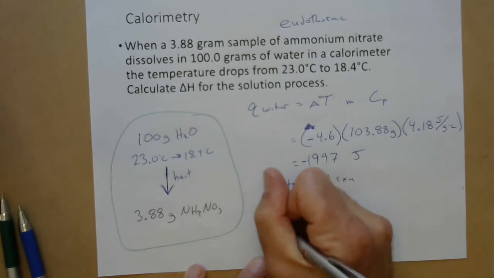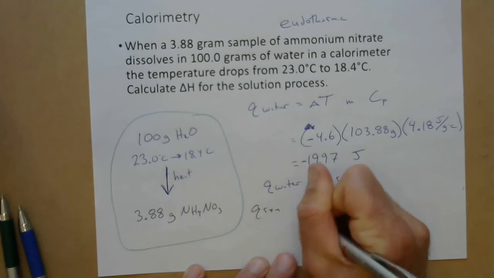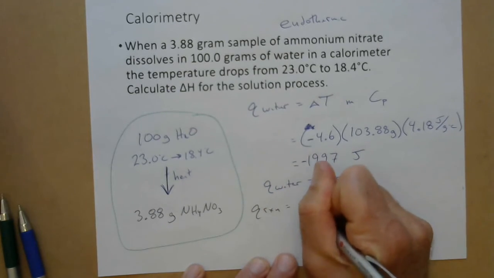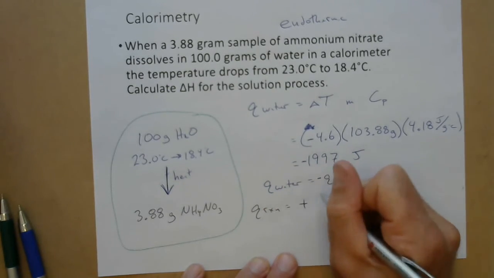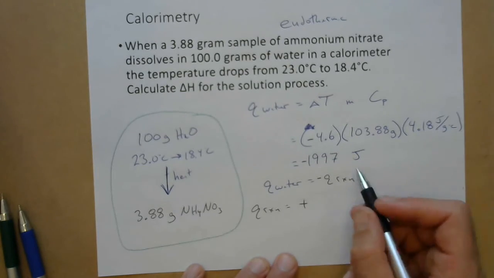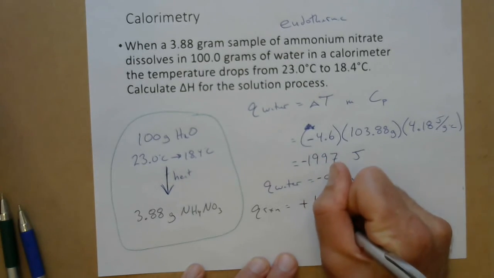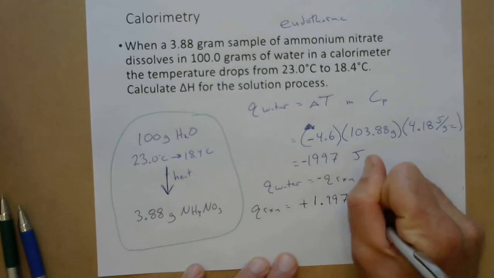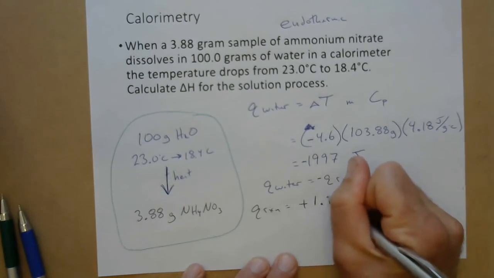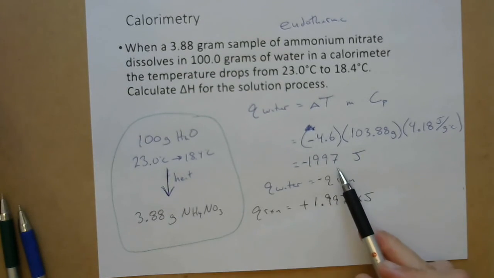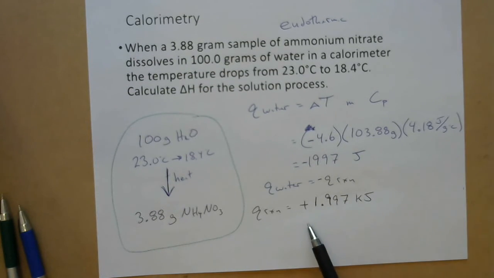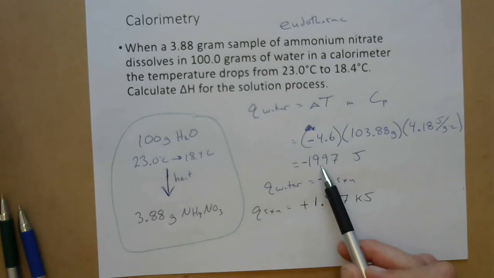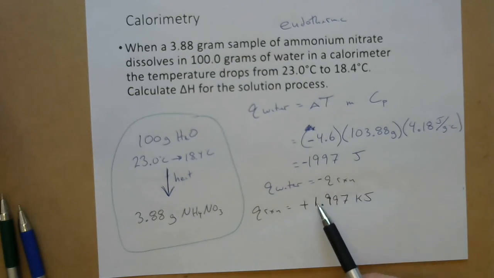So here, Q of the reaction is going to be positive 1,997 joules, or 1.997 kilojoules. Okay, so you're always changing the sign between what the water did and what the reaction is doing. The reason this water got colder is because the reaction took heat, took energy away from it.